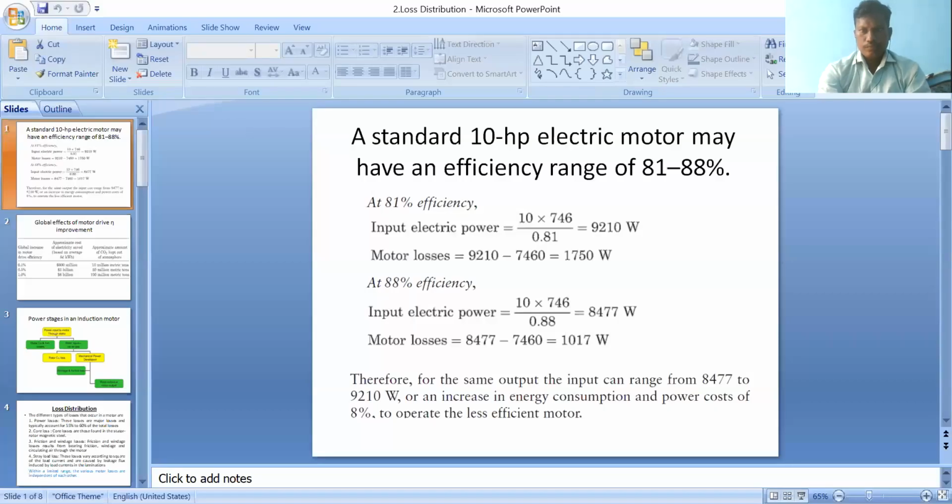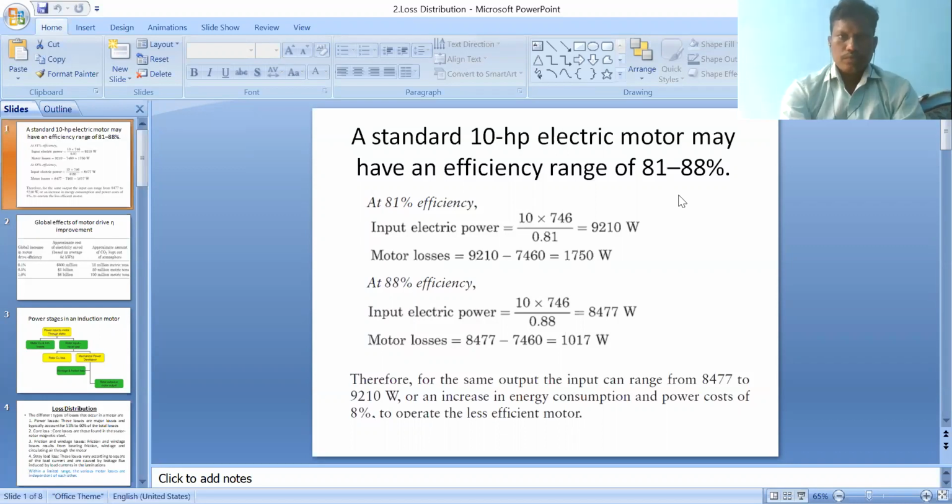Hello, today's topic is loss distribution and construction details of energy efficient motors. So first we discuss the concept of loss distribution. So here, what is loss distribution first?